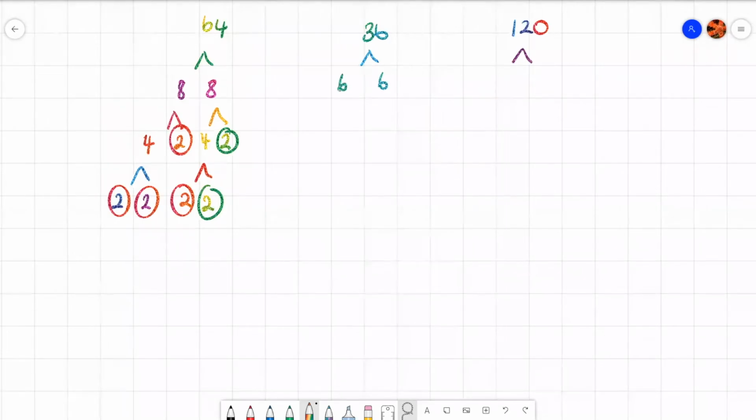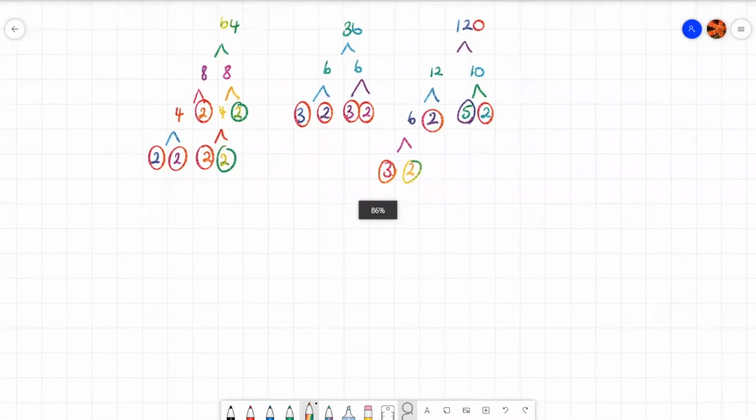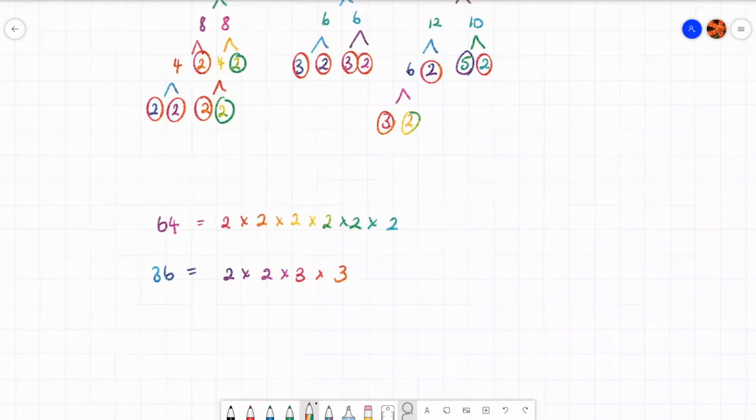Now 36: 6 and 6, then 3 and 2, 3 and 2, and all prime. That's 12 and 10, 6 and 2, 2 is prime, 3 and 2, both prime. 10 is 5 times 2, and both prime. So let's write these numbers down now, making sure that we've got all the ones that we want. 64 is 2 times 2 times 2 times 2 times 2 times 2. 36 is 2 times 2 times 3 times 3. And 120 is 2 times 2 times 2 times 3 times 5. Okay, let's double check that we've got all the numbers.